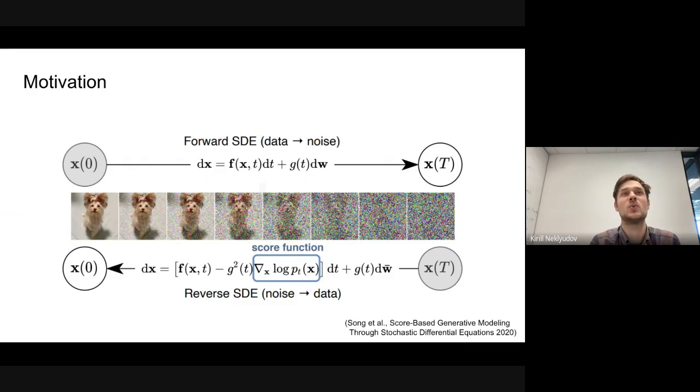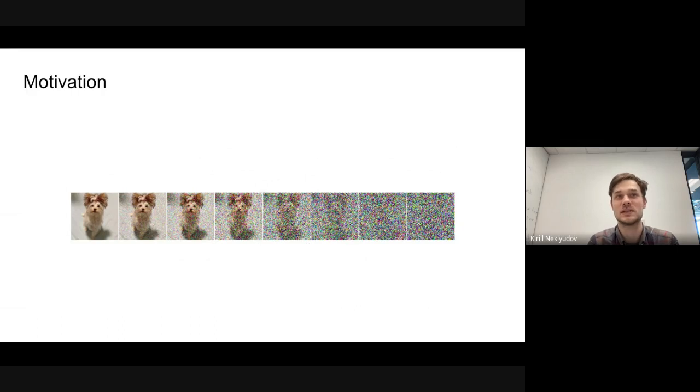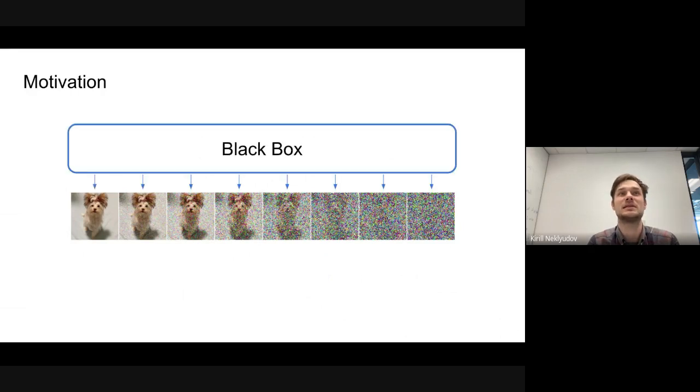In this work, we were wondering about such a question: what if we don't have this information? We don't know the forward process that corrupts the images, so clearly we don't know the backward process either. The only thing we are given is a bunch of samples.